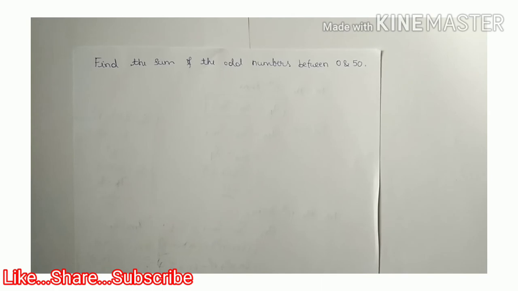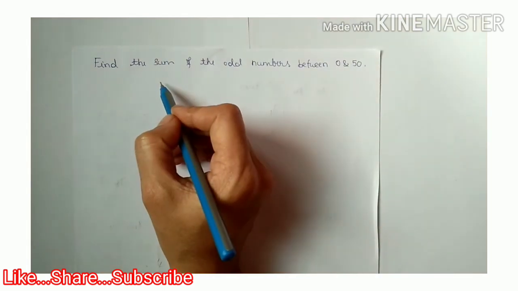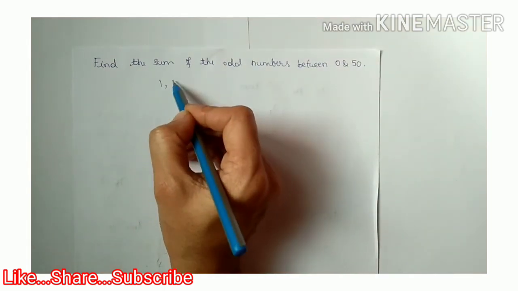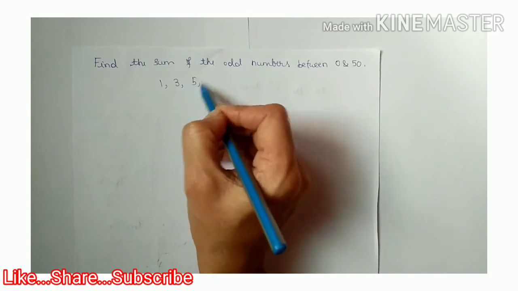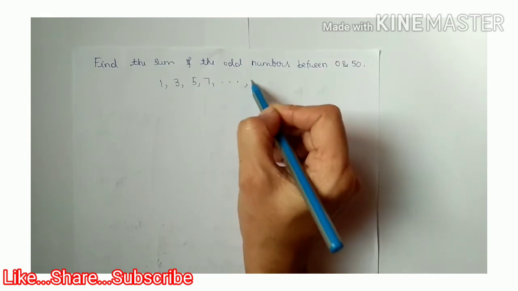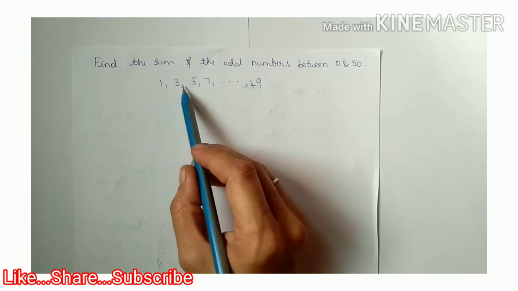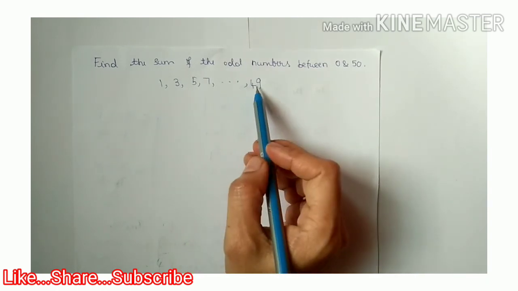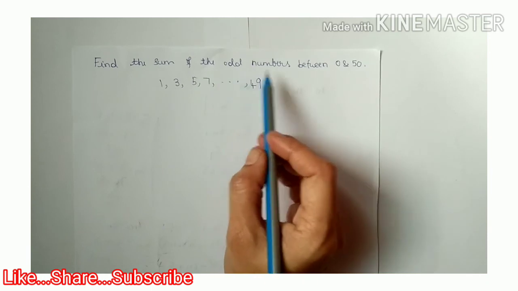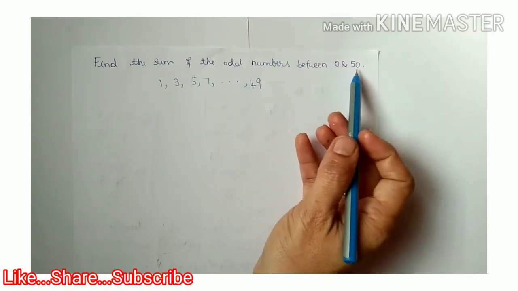Example: find the sum of the odd numbers between 0 and 50. Here, don't include 0 and 50. We have to take the numbers in between 0 and 50: 1, 3, 5, 7, up to 49. We need the sum of the odd numbers between 0 and 50.